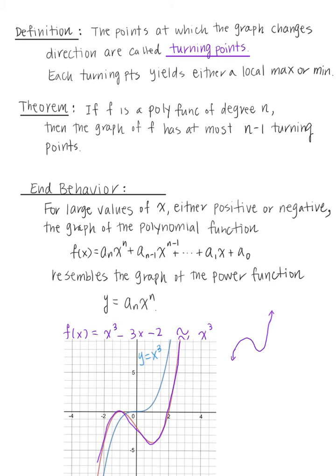Notice the end behavior, meaning the tail end of the graphs. If it's positive x cubed, the tail end of the graph is going upward here. That means our function f of x is also going to go in the same direction. This is the curve of y equals x to the third. Now look at the tail end of f of x. It's going to go towards the same direction. And that's pretty much what the theorem is saying.